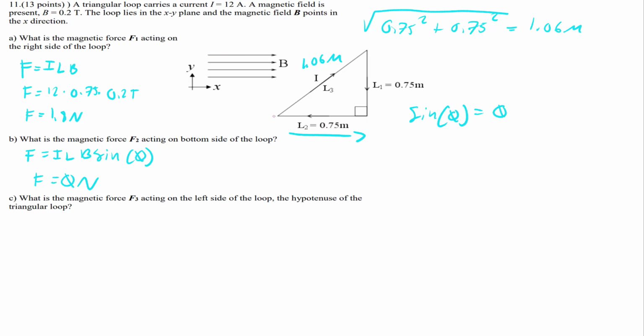Okay, now we have to figure out the magnetic force F3 acting on the left side of the loop, this one.